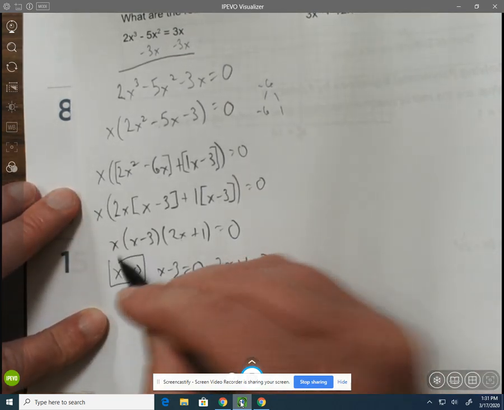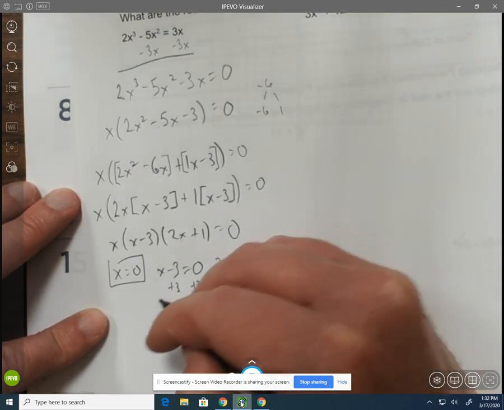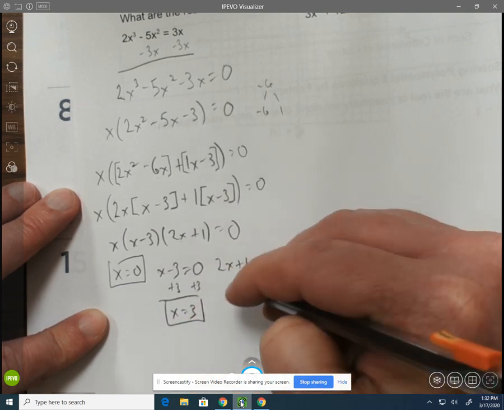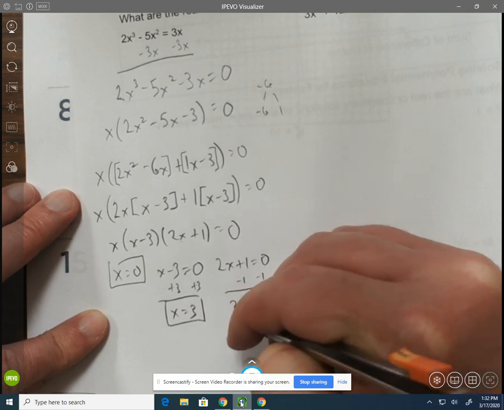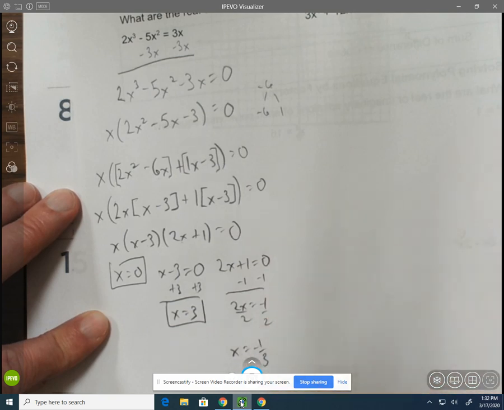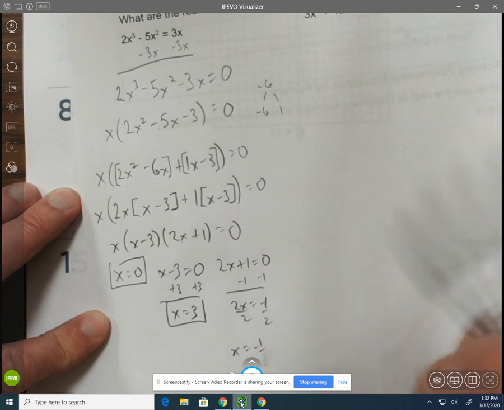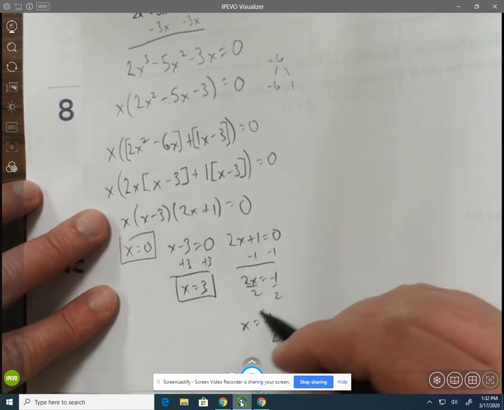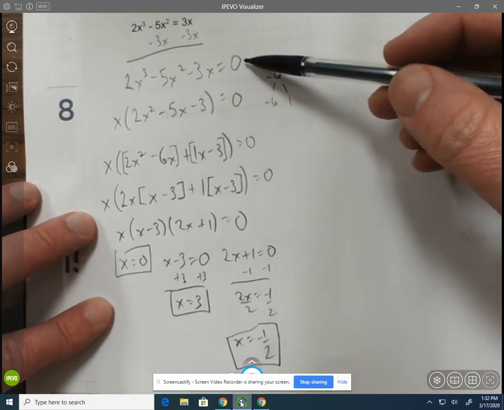So I've got one of my solutions. Solving that one-step equation gives me a second solution. And then I've got a two-step equation here. Divide by 2, divide by 2. There's my third solution. That should be negative 1/2 there, not negative 1/3. Okay. So all of those are solutions to this equation.